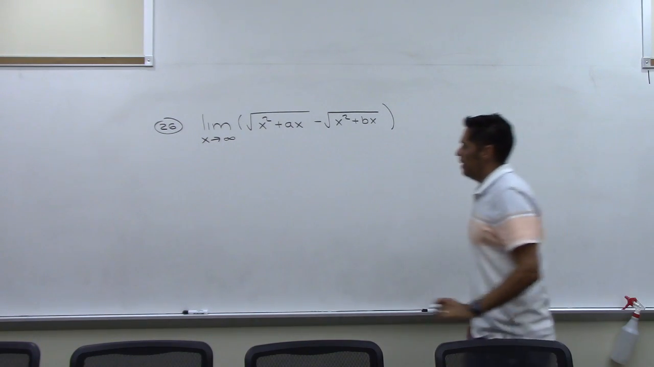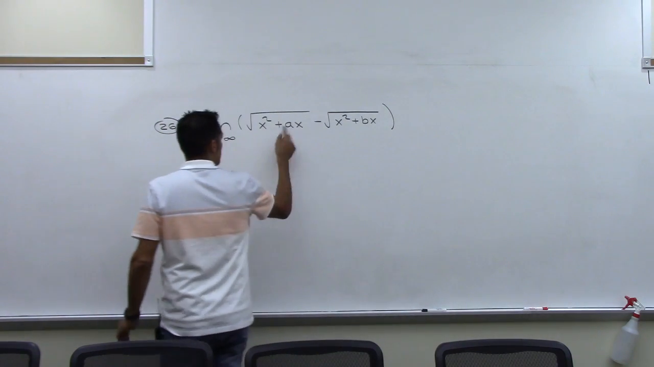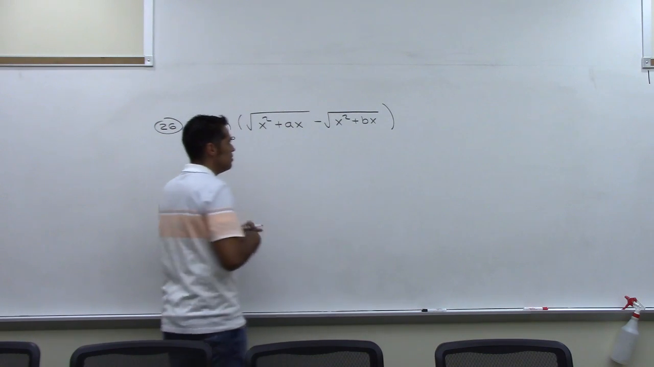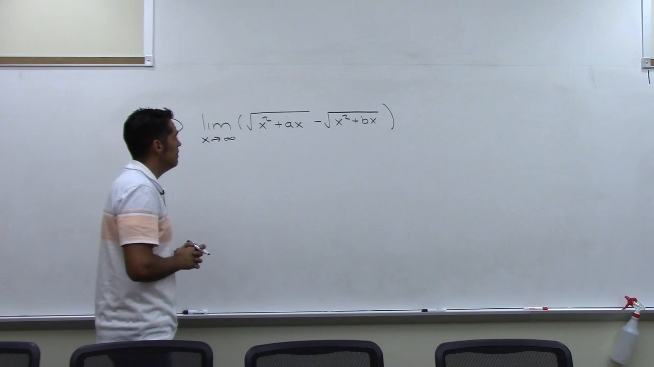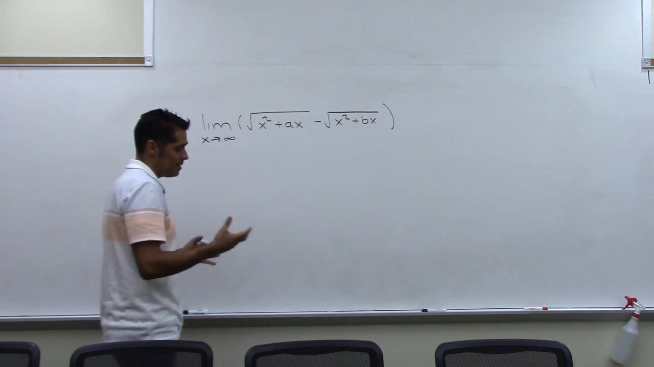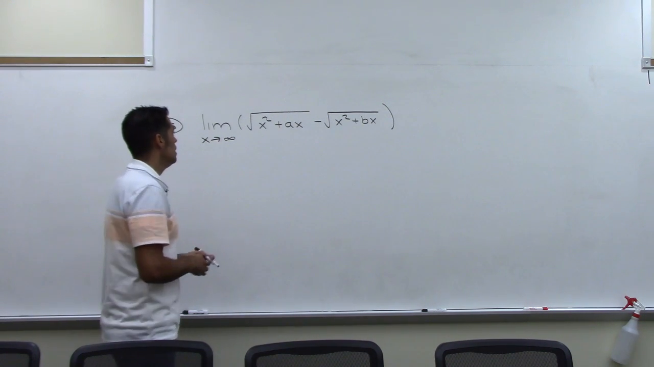Let's let x go to infinity. This becomes infinite. Now keep in mind, a and b here are just assumed to be constants. They could be any constants. We have no control over them, so they could be positive or they could be negative. They could even be 0.